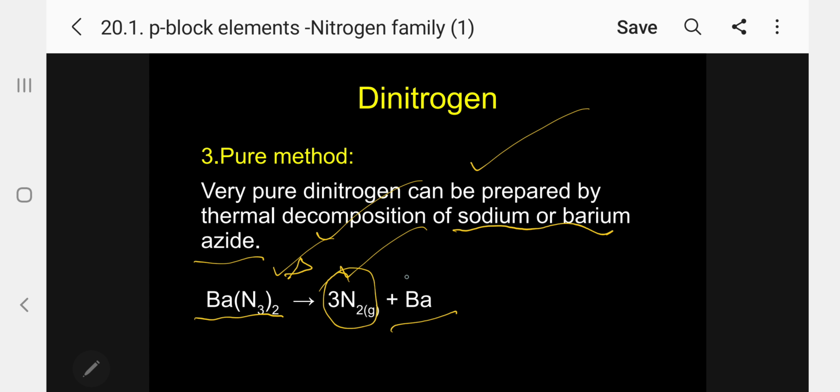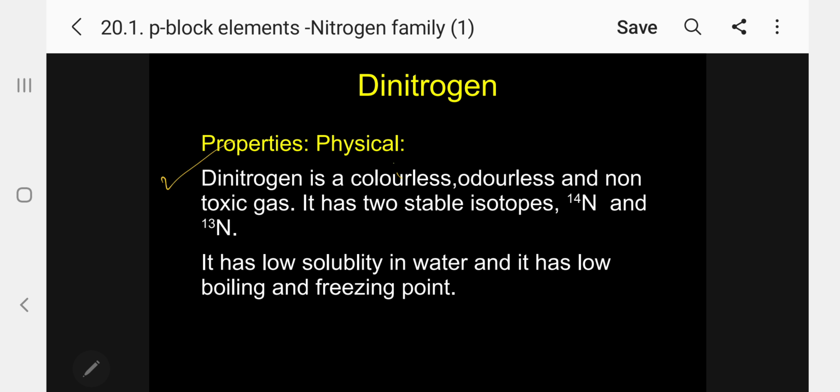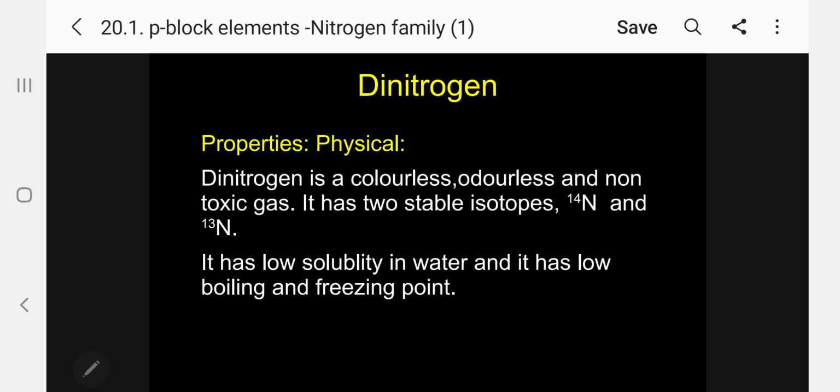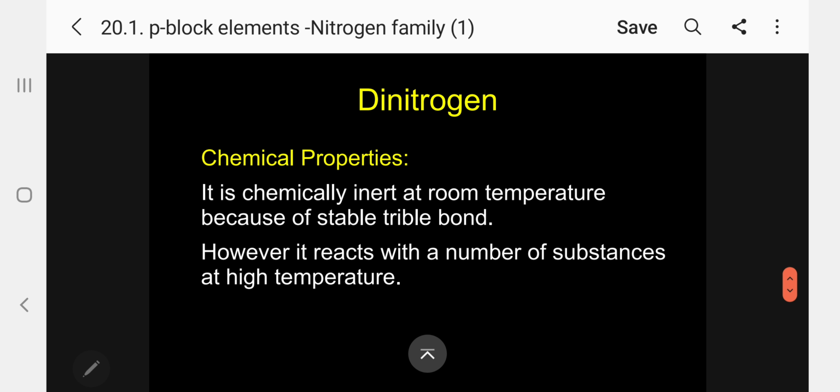Coming to physical properties, dinitrogen is a colorless, odorless and non-toxic gas. Because it is present in the air, it is non-toxic. It has two stable isotopes, N14 and N15. We know isotopes are the same element having the same atomic number but different mass numbers. It has low solubility in water and low boiling and freezing points. This is regarding physical properties.